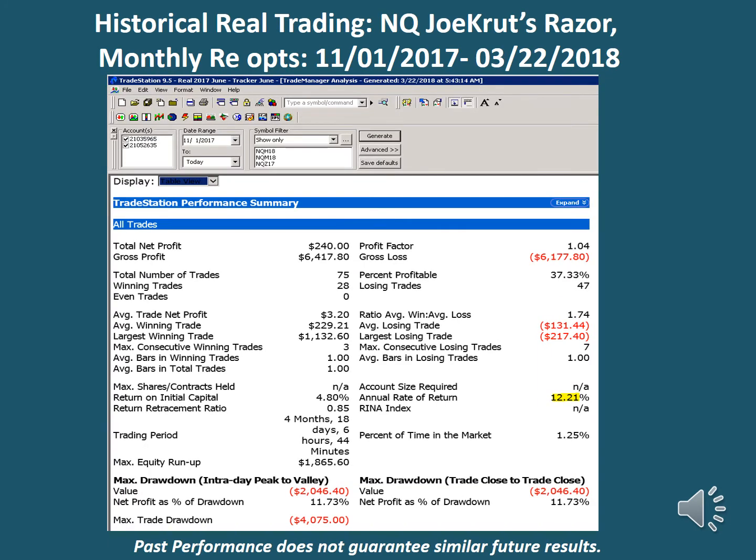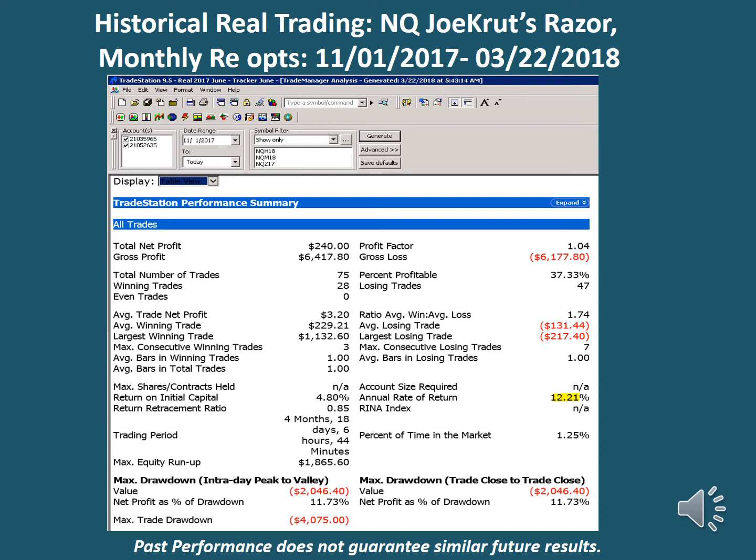Now, this is still Razor, and this is now on the NASDAQ. It was through the Thanksgiving and Christmas holidays and up to today, and not much of anything at all. $240, 75 trades, 37% right, made $1.74 for every dollar it lost. Annual rate of return is only 12%, 12.21%. Not in the market much, 1.25%.